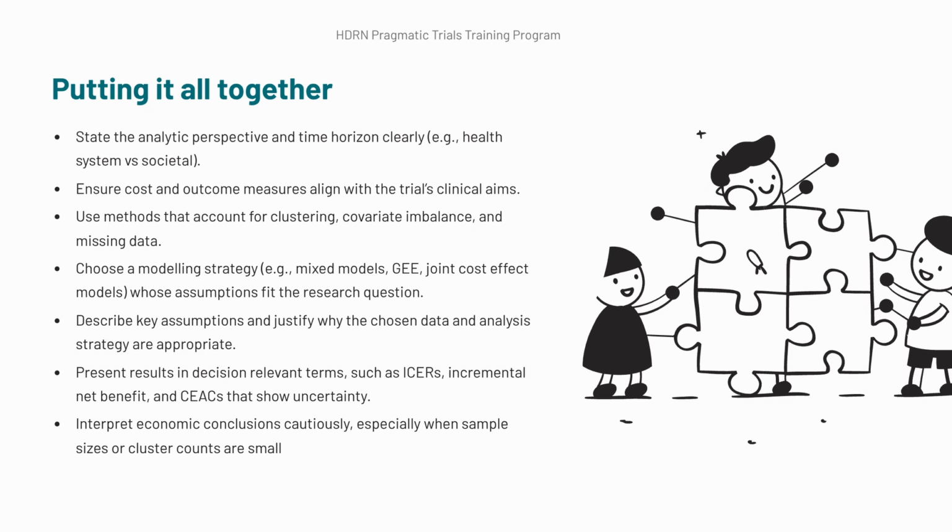The results should be presented in decision-relevant terms: incremental cost-effectiveness ratios, incremental net benefit, and cost-effectiveness acceptability curves that show uncertainty, not just point estimates. And finally, transparency matters. Be sure to explain all assumptions and justify why the chosen methods are appropriate. Even then, economic conclusions should be interpreted cautiously, especially when sample sizes or cluster counts are small.